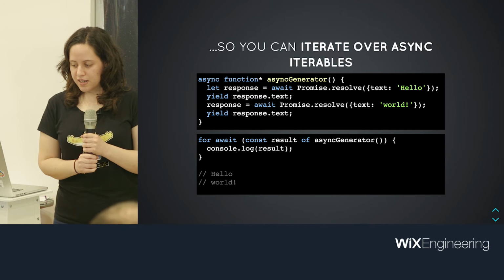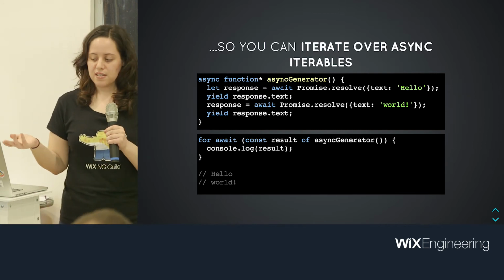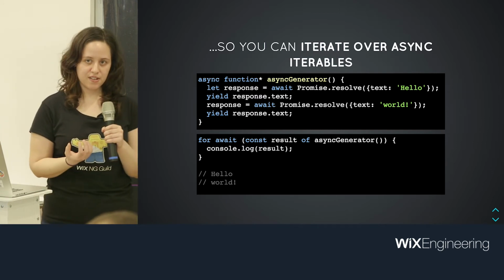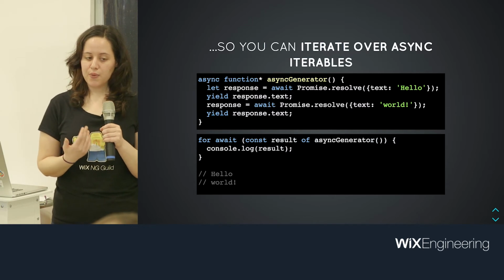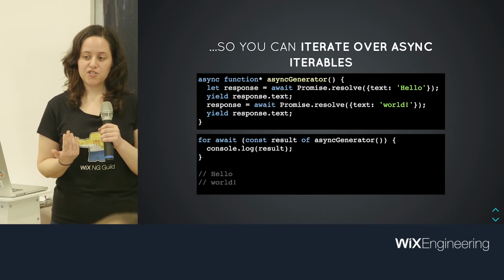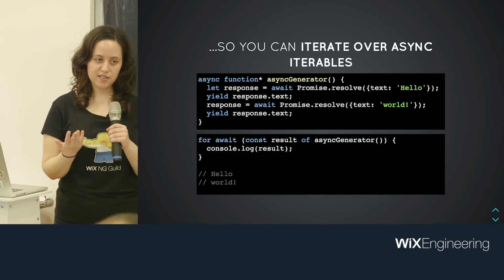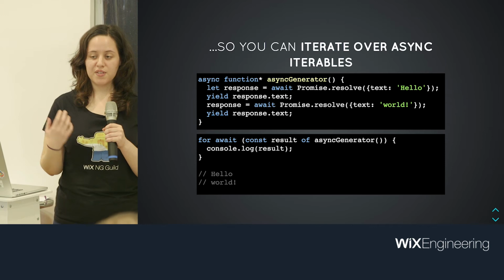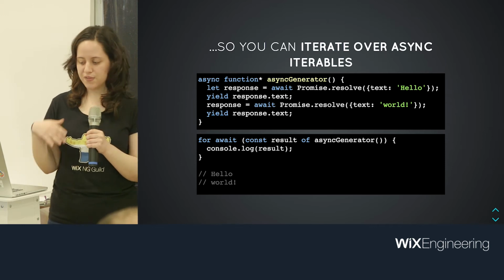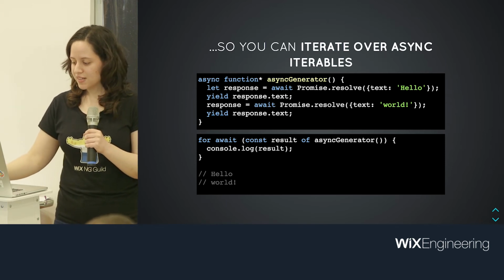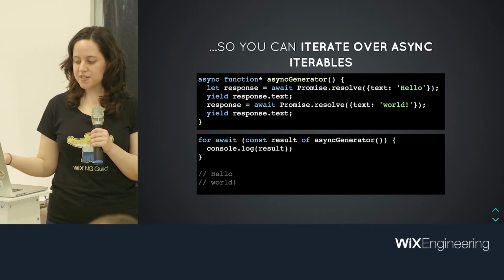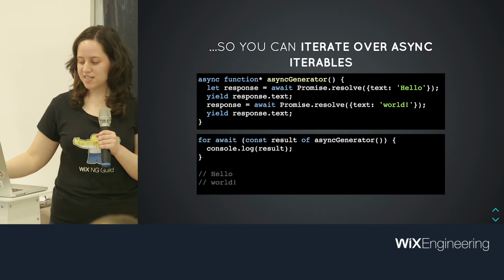And it does a lot of things for us. It takes the async iterator, awaits on next, and puts the result value inside of the result. If it's done, then it gets out of the loop, and if it's not, then it continues. And you can use it inside any async function.